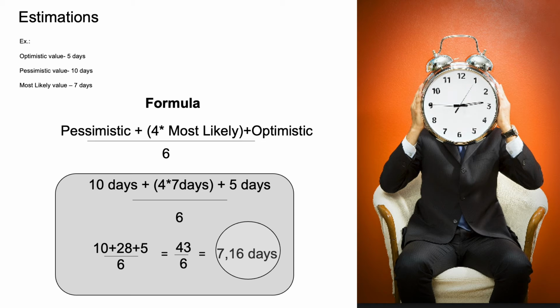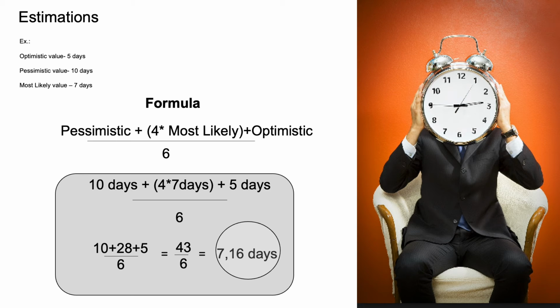We have to take 10 days plus 4 multiplied by 7 days plus 5 days, and divide by 6. We're getting the result 7.16 days. The duration of the activity will be 7.16 days. But it's not all you have to do.